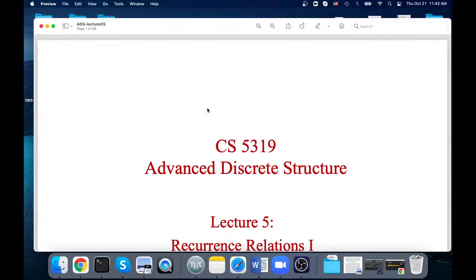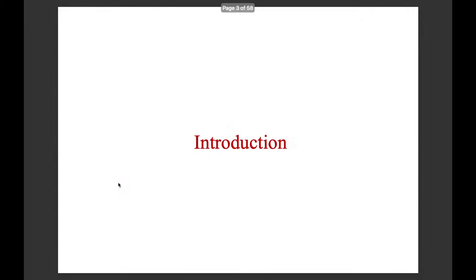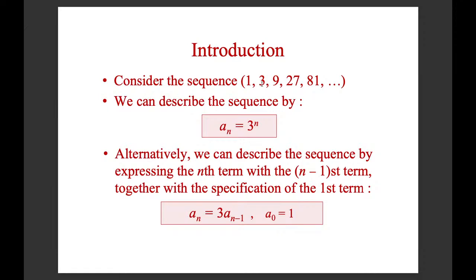So this is the recurrence relation. First of all, let's take a look at this sequence, 1, 3, 9, 27, 81. Of course, we now know the generating function method, so we can have a generating function for this particular sequence. But on the other hand, we can also describe this sequence in a very simple way, so that the nth term a_n is equal to 3 to the power n. This is the so-called closed form of this sequence, so that given n, using a constant number of computations independent of the size of n, you can compute the result. You just raise 3 to the power of n and you get the result.